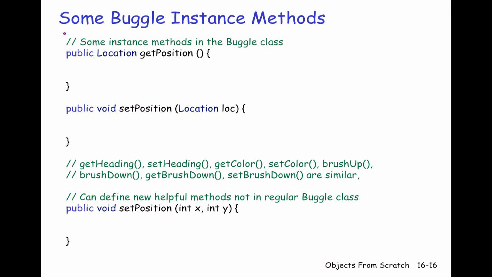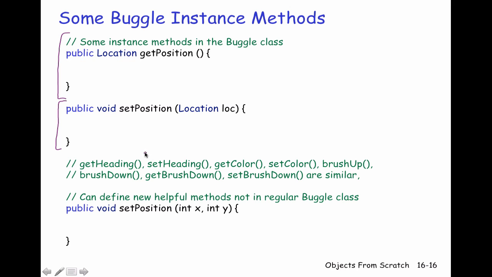And we'll start with three right here. So the first one we ask you to look at is the getPosition method. You're well familiar with this method. It returns the position of the Buggle. The second instance method we consider now is the setPosition method, which takes a location and changes the position of the Buggle to be that location.